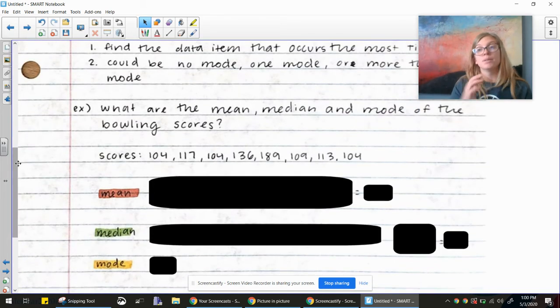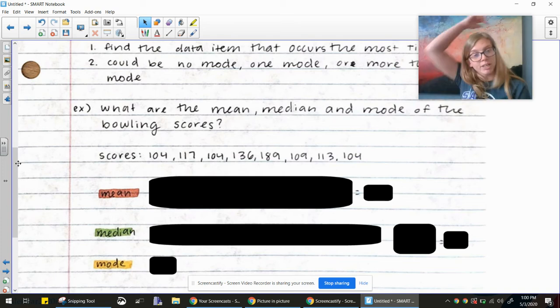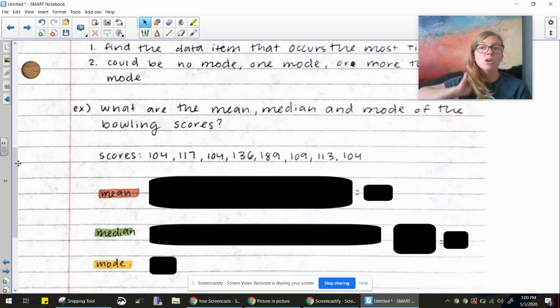Now let's look at an example and practice calculating these. What are the mean, median, and mode of the bowling scores? So here are some bowling scores: 104, 117, 104, 136, 189, 109, 113, and 104. We'll start by finding the mean. So the mean is the average, which means we are going to add together all of these bowling scores and then divide by the number of scores.